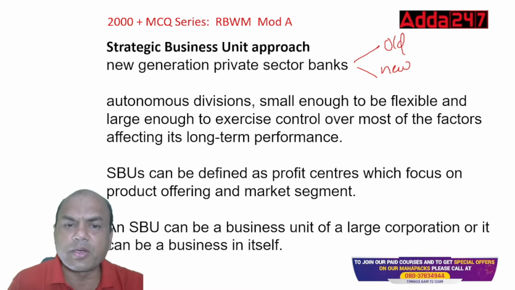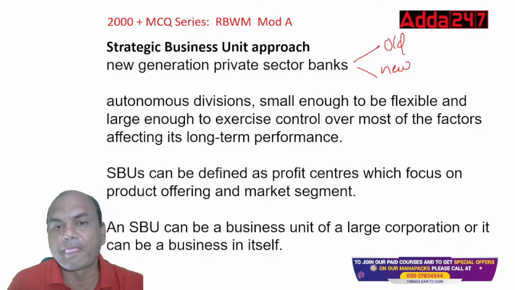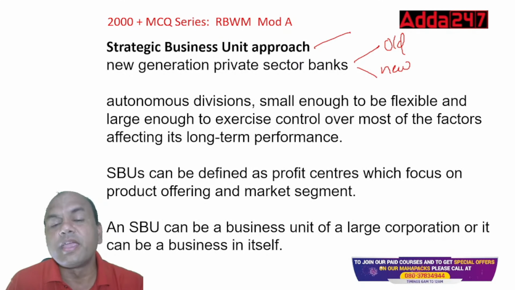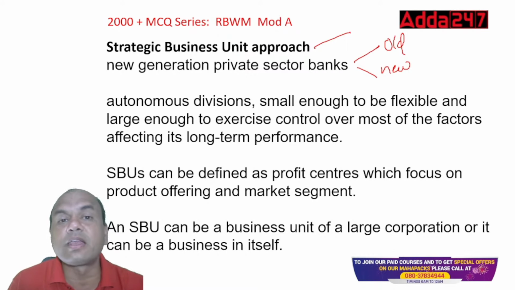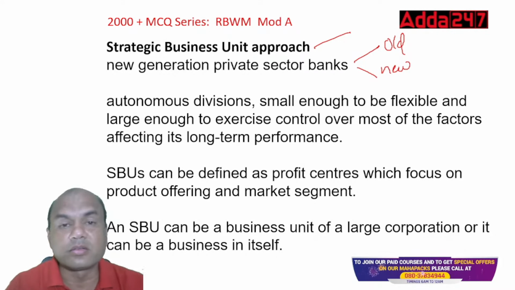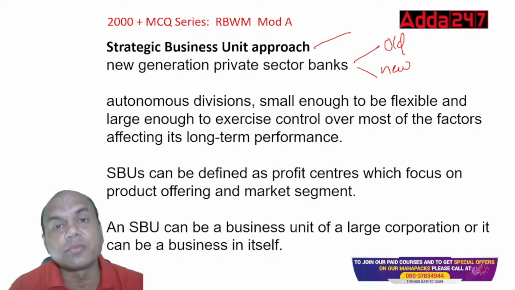What is the SBU approach? What do you mean by this? Autonomous divisions, small enough to be flexible and large enough to exercise control over most of the factors affecting their long-term performance. This is basically SBU. Each unit, suppose clearing, that clearing unit should be able to generate its own income so that the expenses can be met from that income only.